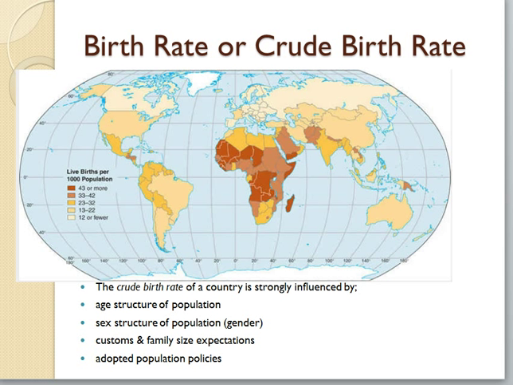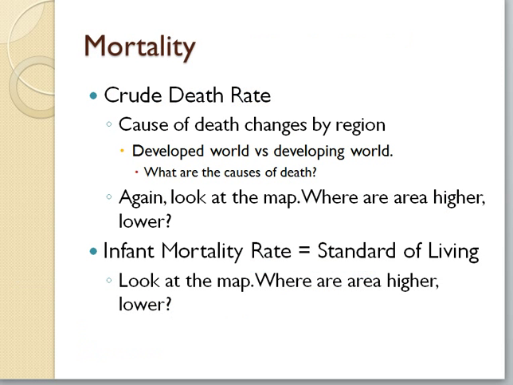And so the birth rate is very strongly influenced by several other demographic factors. It can be influenced by the gender, so if you have a lot of women, a lot of men, how that works out. If you have an older population, you're probably going to have a lower birth rate. And also customs and family size expectations, so cultural norms. And then birth rate can really be affected by political policies, and we'll look at a couple of those in the text related to China and India.